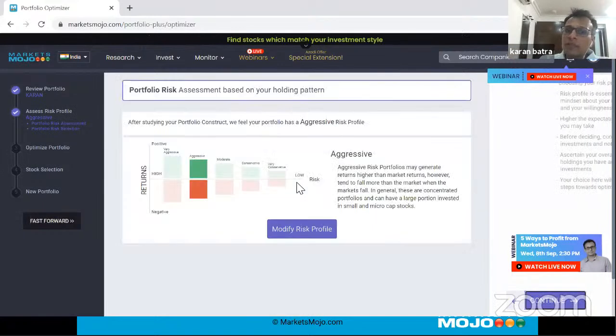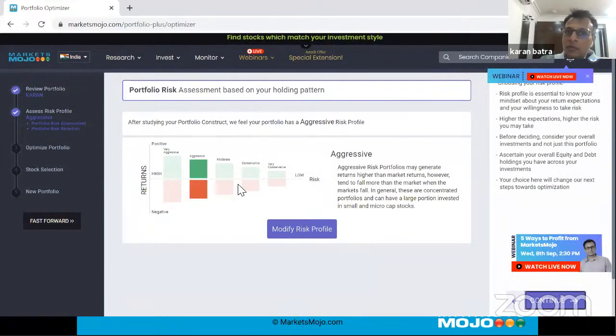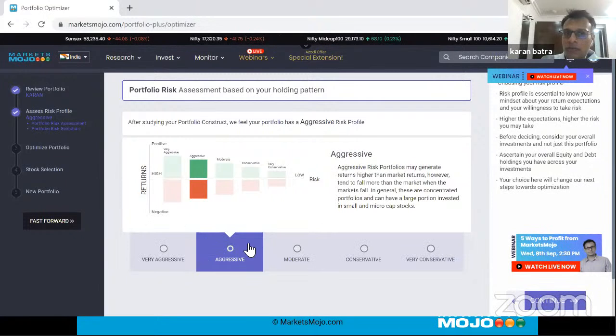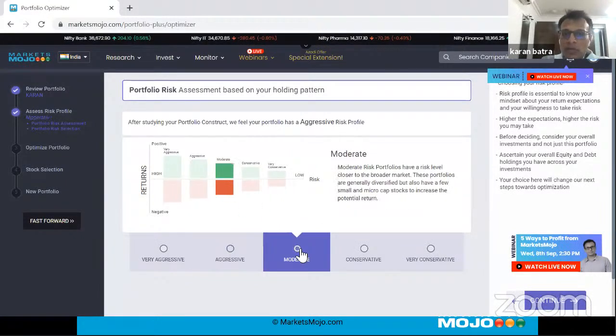This is the risk profile of the portfolio, not your risk profile, of the portfolio that has been uploaded. You can always modify it. So it says it's an aggressive portfolio because 46% is just one stock. So I can make it moderate and go ahead.